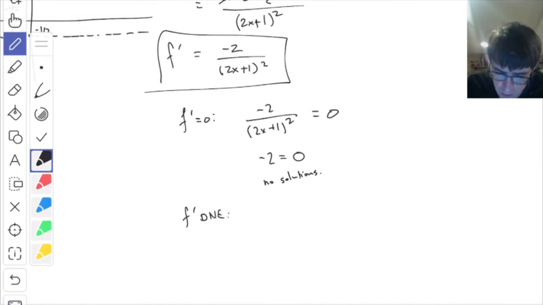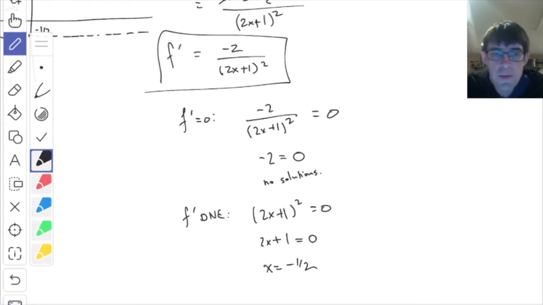That would be when the denominator is 0. So I say (2x plus 1) squared equals 0, and solve this for x. I would take the square root on both sides. 2x plus 1 equals 0, and then solve for x. I get x equals minus a half. All right, this is my only critical number. And that happens to be where the asymptote is. And actually, this will always happen. If you have an asymptote on the picture, it will automatically appear in your list of places where the derivative does not exist.